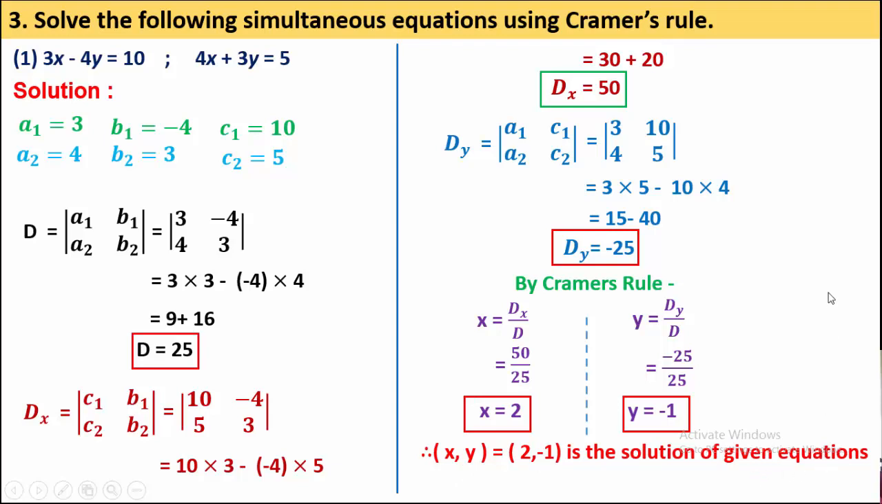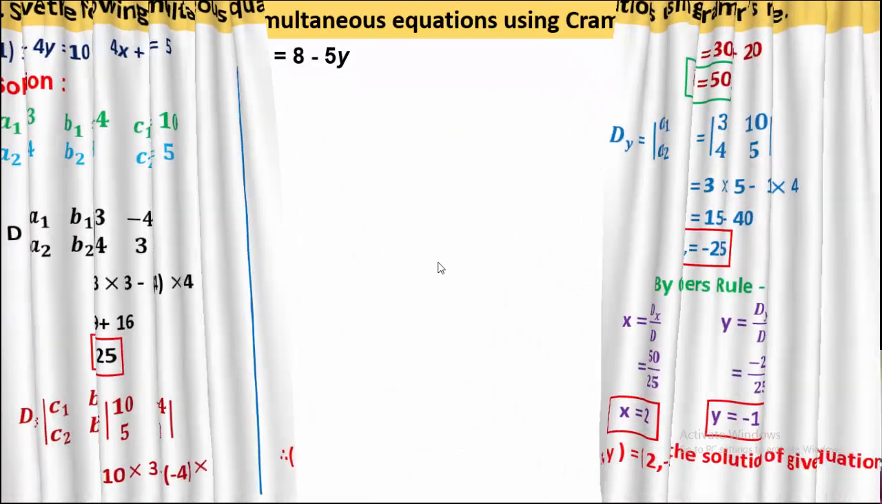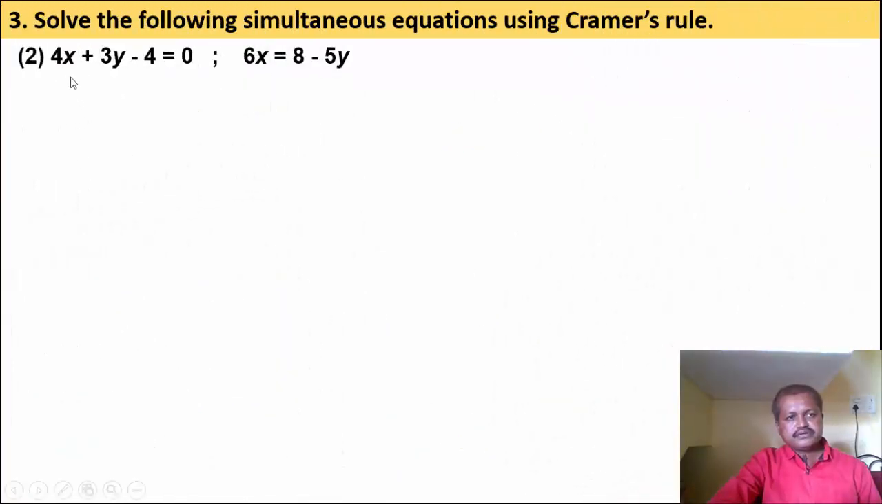So just like we solved this first example, now we solve the second example. 4x plus 3y minus 4 is equal to 0. 6x is equal to 8 minus 5y. So write your solution.